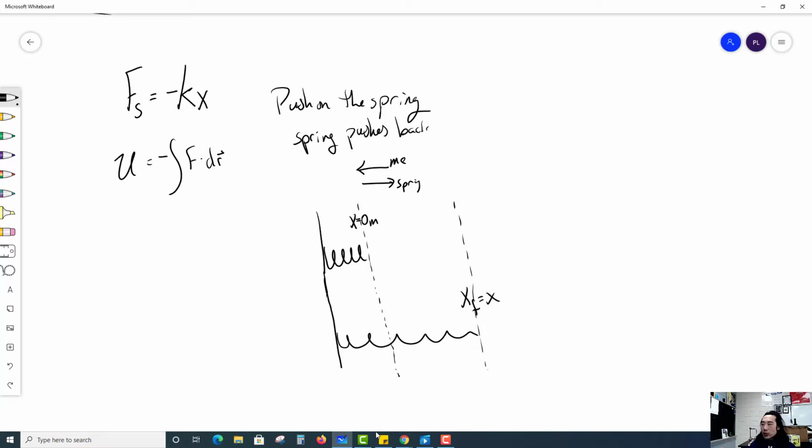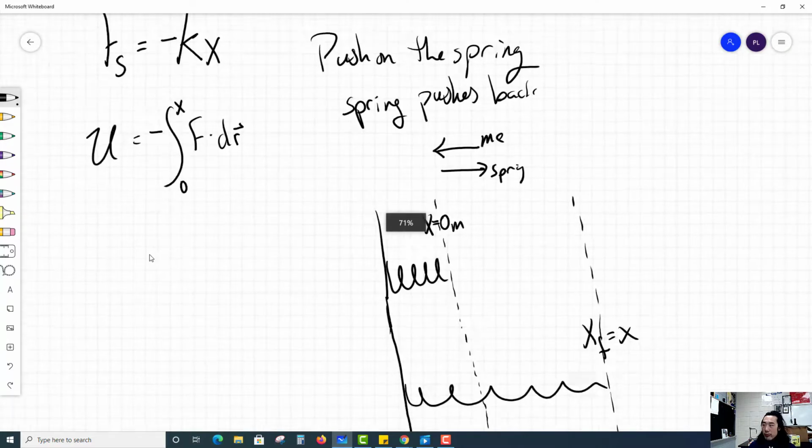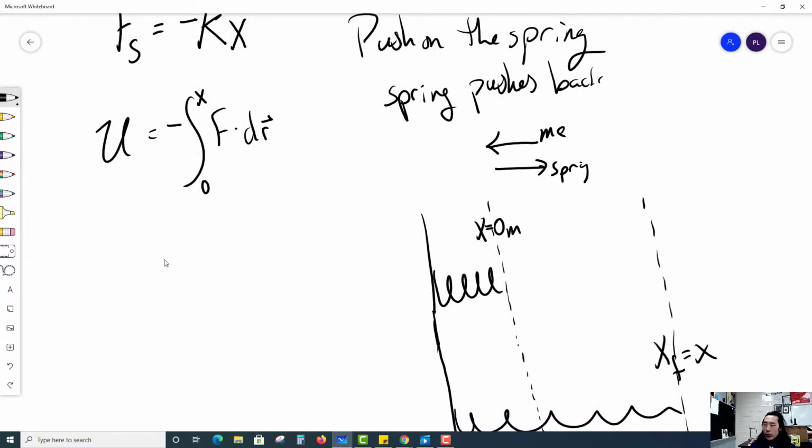So we don't know how much we stretched it, but we stretched it with a distance of x. So we're starting off at position 0, and then we stretched it to position x. Okay, so I'm going to do the same strategy again. I'm going to put in my force of the spring equation, which is negative kx dr, right? That r is standing for position.